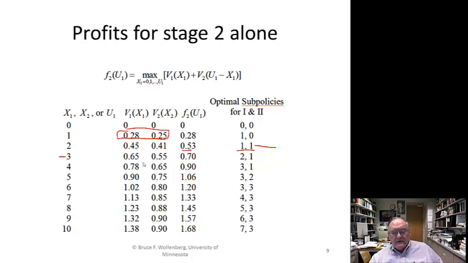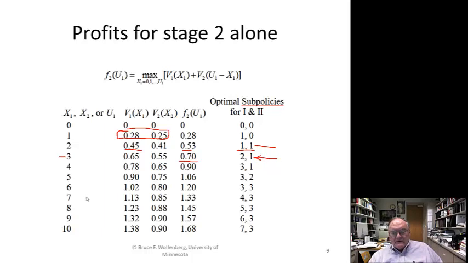Okay, 3. If I'm allocating 3, I can put 3 here as 65, or 3 here as 55. Well, how can I get 70? Okay, how can I get 70? Well, the answer is you would put 2 here and 1 here, and that is going to give you 70. So here's the optimal allocation: 2 plus 1.